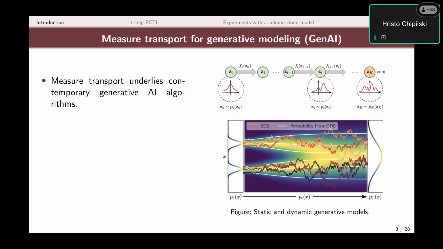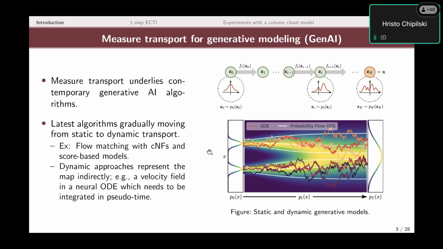Right, and so our interest in measure transport has been fueled by its rapidly growing popularity, and in particular in the generative AI community. Here in the upper right, for example, you see that it is really the building block for generative models like normalizing flows, where we have a series of transformations that are composed with each other in order to sample from a more complex target distribution.